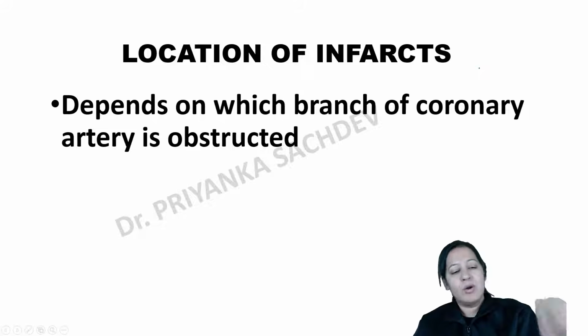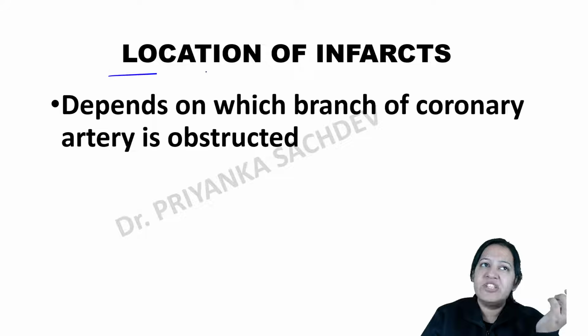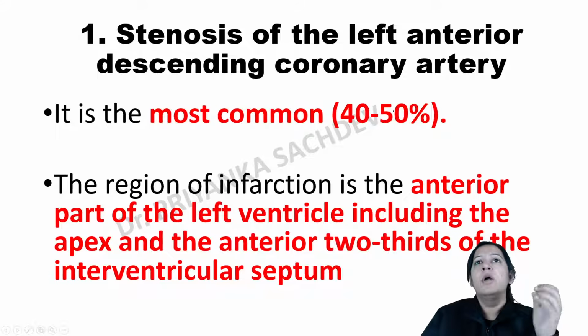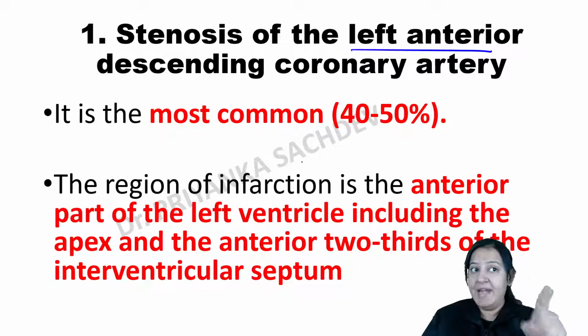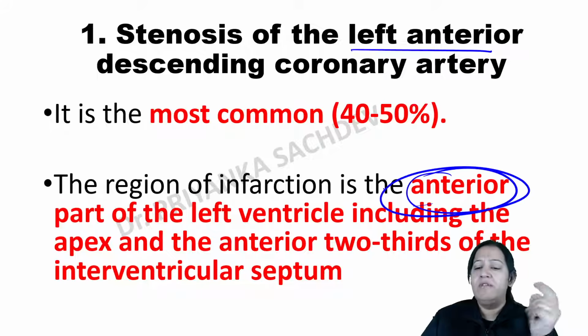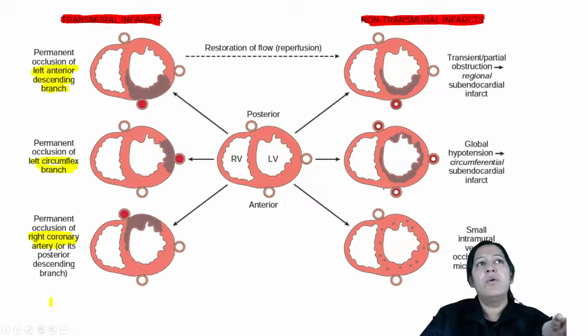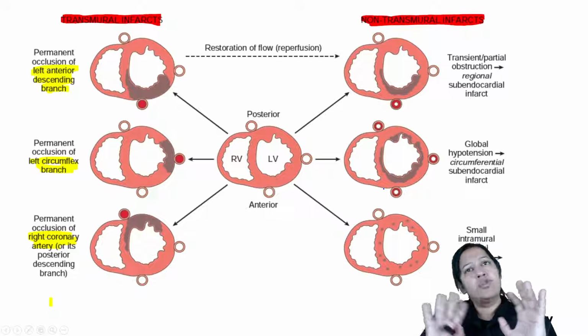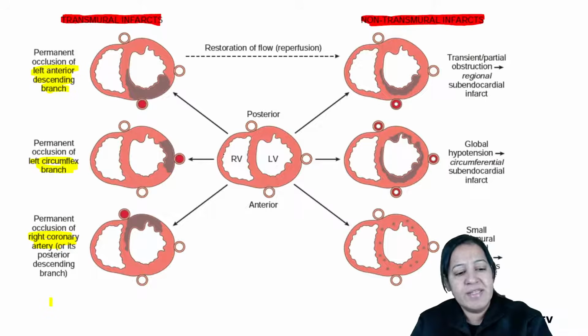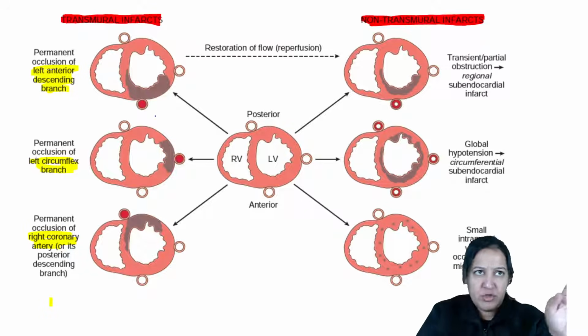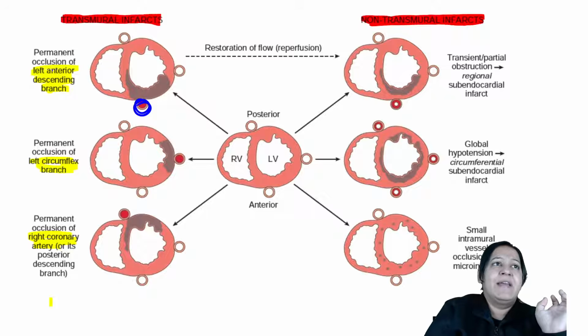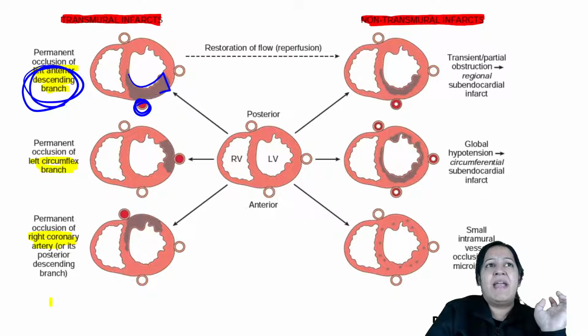Okay. So what is the location of the infarct? Of course, it depends on which coronary is obstructed, as I have told you. If the LAD is obstructed, the anterior wall will undergo infarction, right? The same diagram from Robbins shows which wall is affected. You can see the three coronaries. One by one I will show you. This is the anterior LAD. If the LAD is obstructed, the infarct is in the anterior wall.